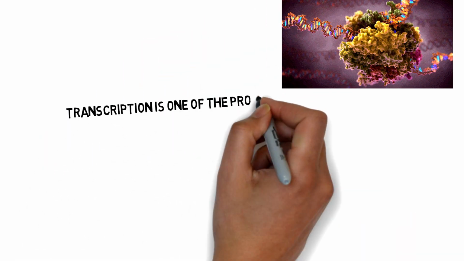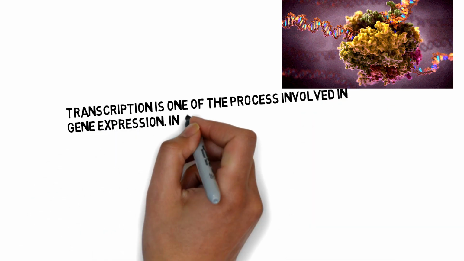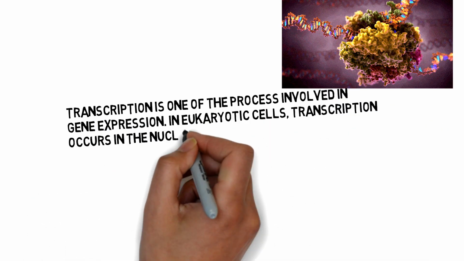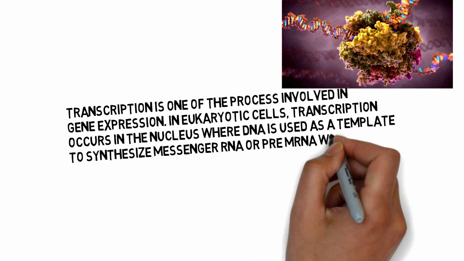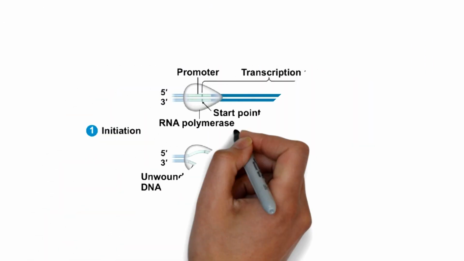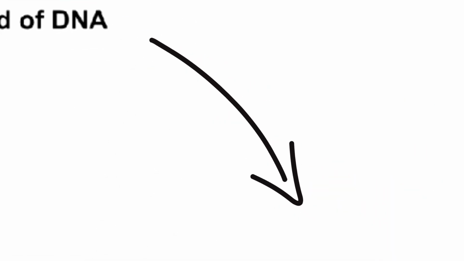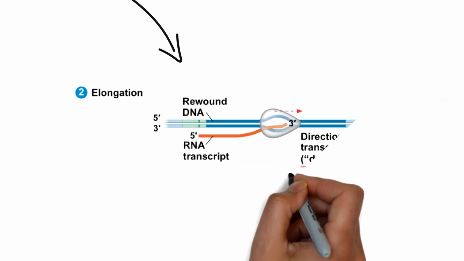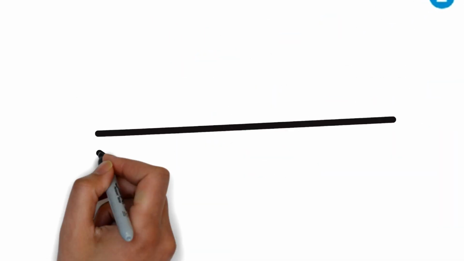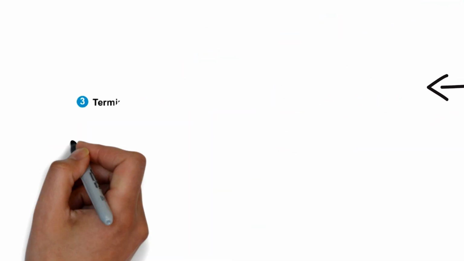In eukaryotic cells, transcription occurs in the nucleus, where DNA is used as a template to synthesize messenger RNA or pre-mRNA with the help of the enzyme RNA polymerase. The process of transcription occurs in three stages, which are the initiation stage, elongation stage, and termination stage.